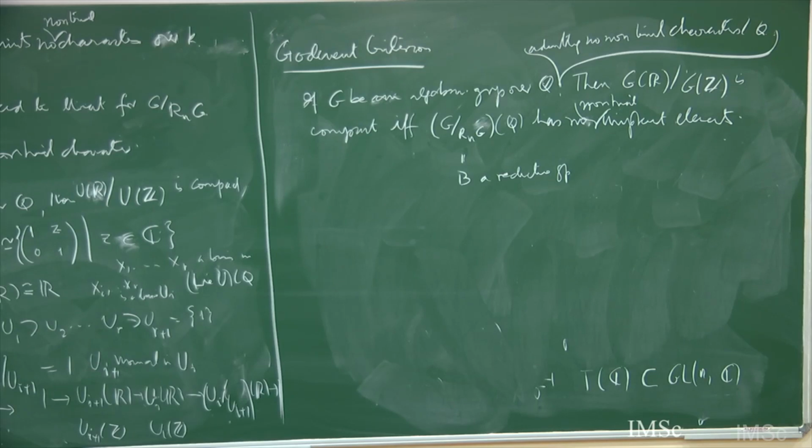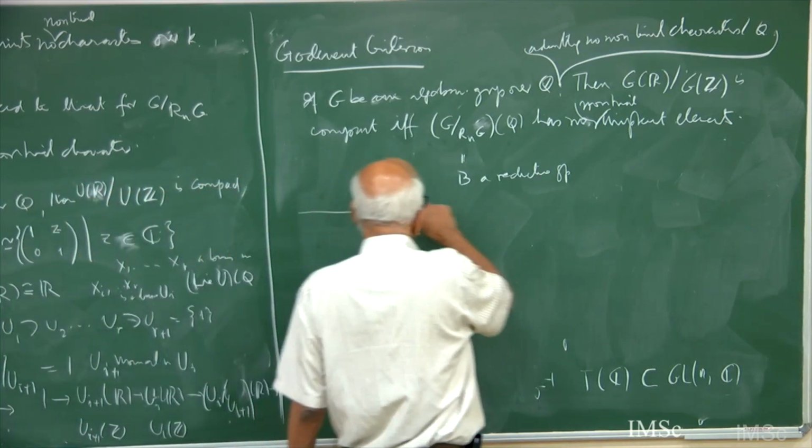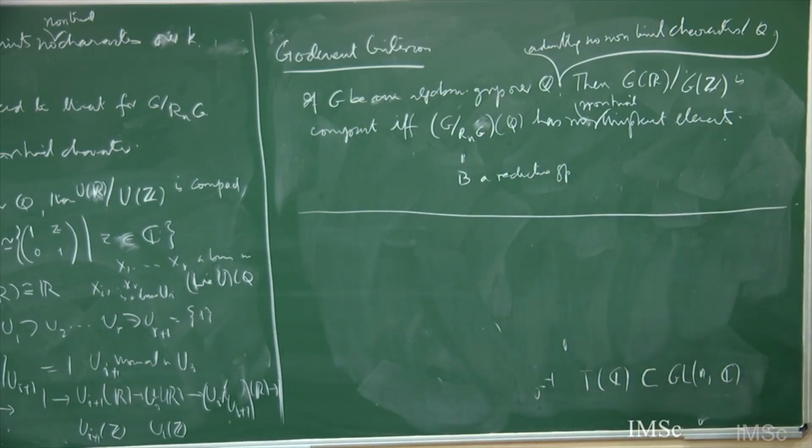For any unipotent group, the quotient is automatically compact. U(R) by U(Z) is compact, so that has to be. So to allow that, I have to go to the quotient and say it's only for the reductive group that the statement is correct. Sorry about that. Okay. So this is the Goodman criterion.